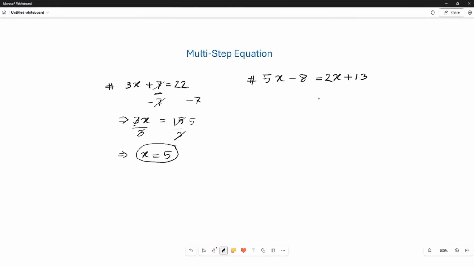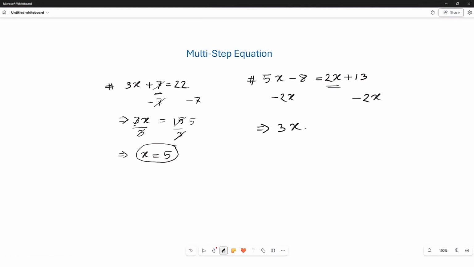If you want, you can pause this video and try to solve this problem. If you are done, now it's my turn to solve this problem. First, I will solve this problem manually. Then I will show you how you can solve this problem in Desmos. So first, let's subtract 2x from both sides.